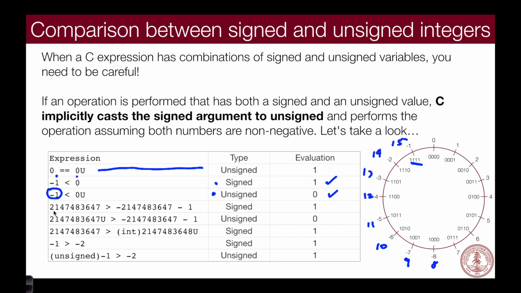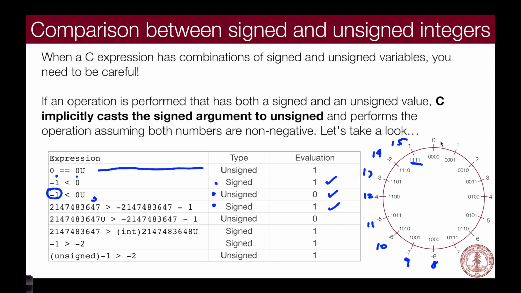Okay? Let's do this one. 2, 1, 4, 7, 4, 8, 3, 6, 4, 7. Signed number is greater than -1. Well, let's see what happens with this. Is this greater than this -1? Well, this -1 happens to be 2, 1, 4, 7, 4, 8, 3, 6, 4, 8. And so yes, this number is greater than this number. So it's a signed calculation, and it's true.